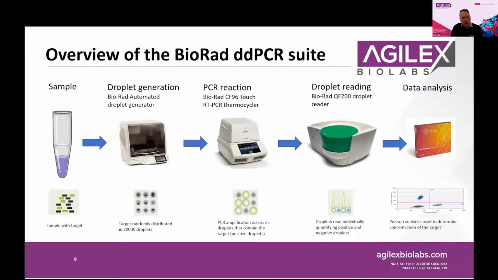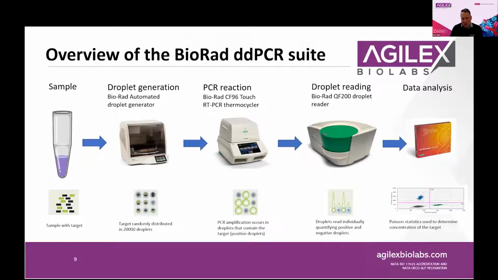So we are using the BioRad Droplet Digital PCR suite. It consists of multiple different readers. So if you imagine you've got your sample, you've extracted your ctDNA, and you then prepare your ctDNA target with your master mix, and you then add that sample with a target to the automated droplet generator. So what this does is it partitions your sample randomly into 20,000 droplets. Each droplet is an individual PCR reaction.